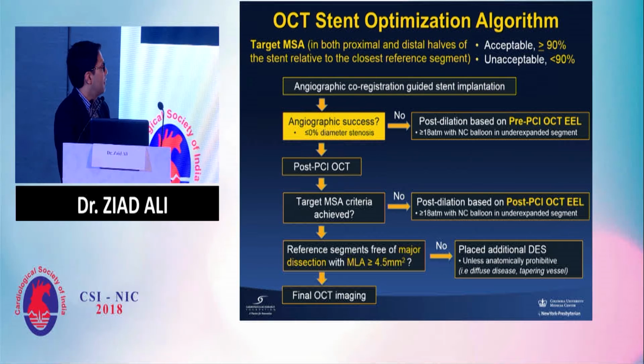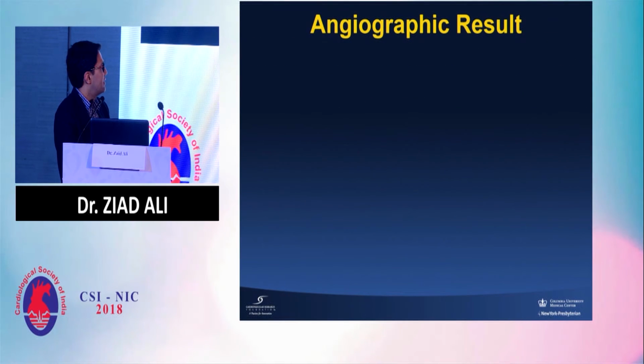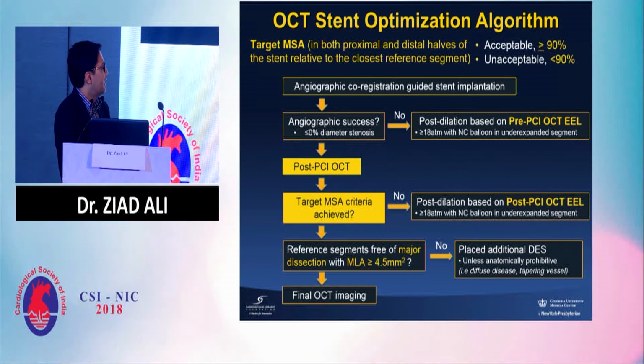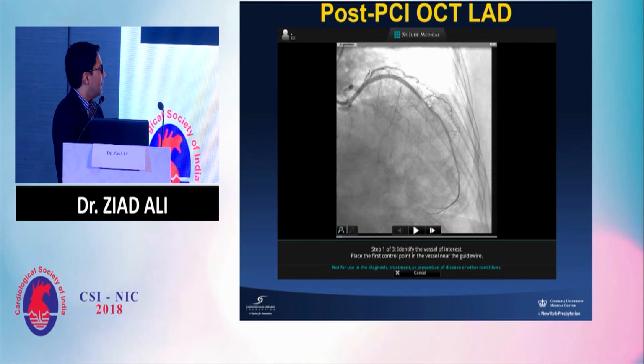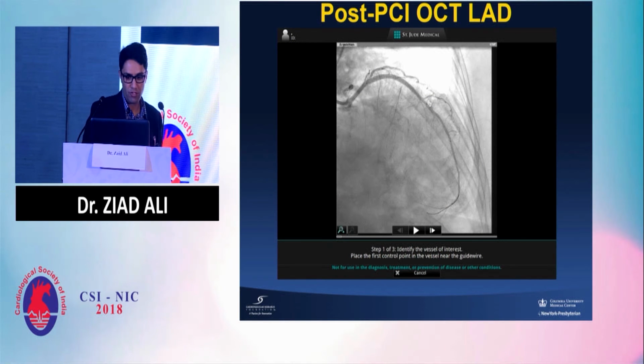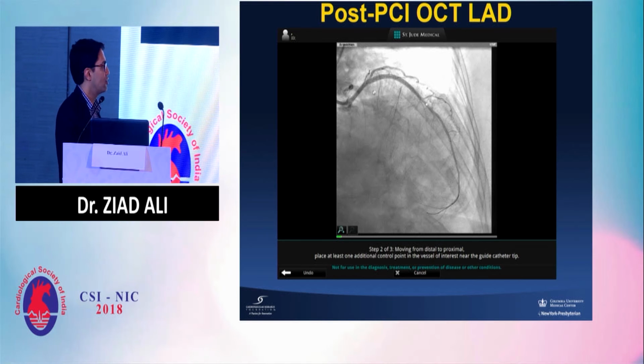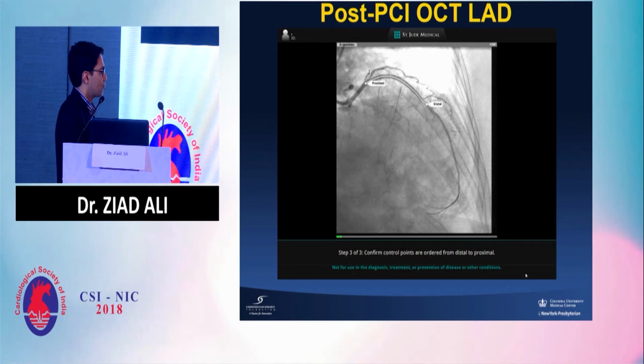Okay, next step, angiographic success. So let's take a look. Oh, sorry, there should be angiogram there. Then we do post-PCI OCT, and we determine whether or not the target MSA criteria is achieved. Okay, so same thing as we did the first time. Angiographic co-registration, 2 clicks. And this, believe it or not, is the longest part of the entire procedure, waiting for the co-reg. This can all be done extremely quickly.